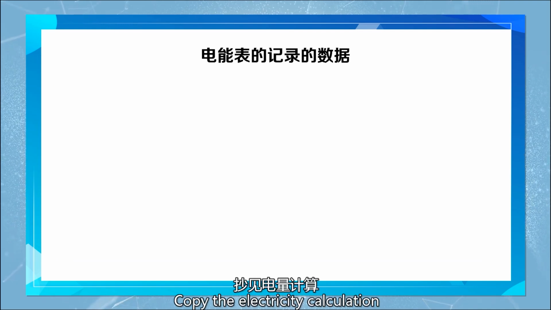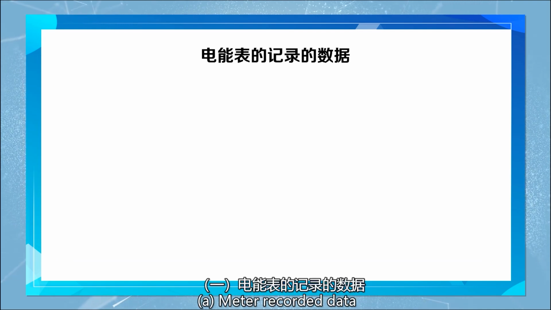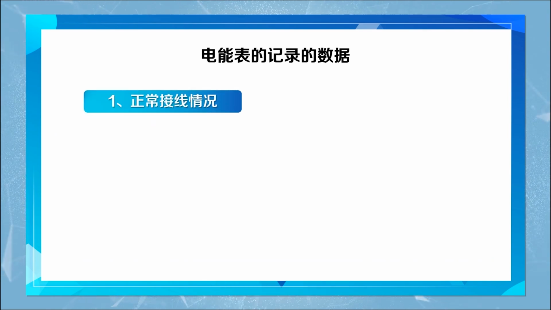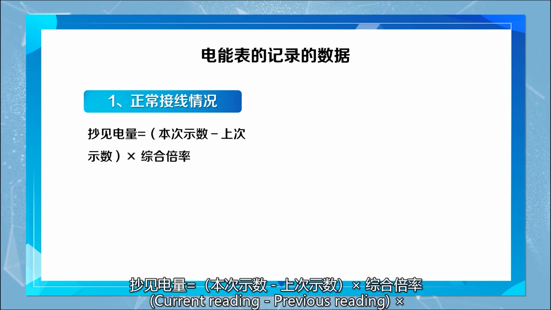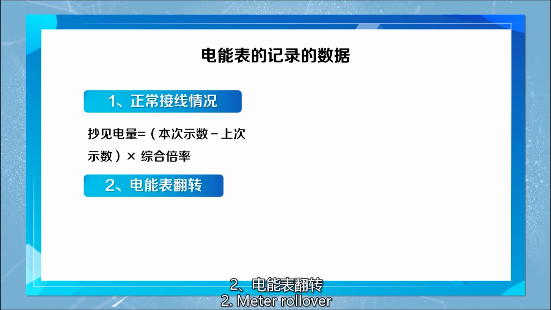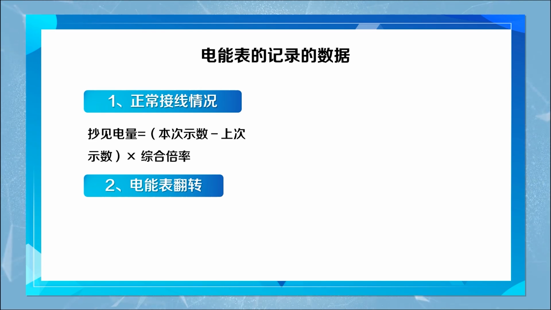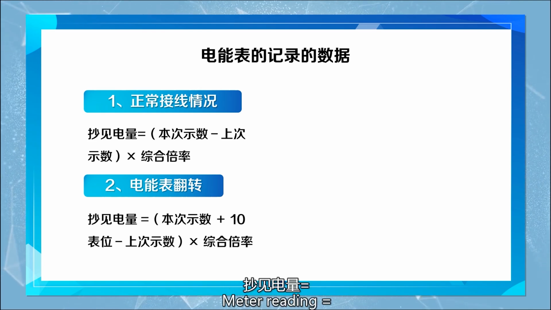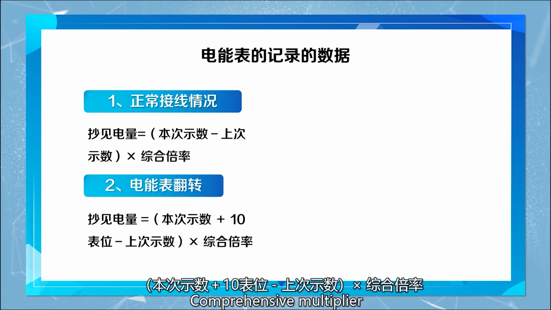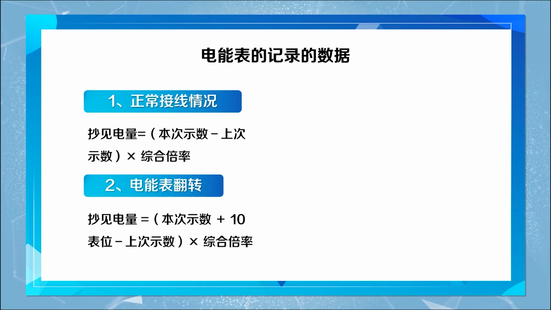Copy the electricity calculation. A. Meter recorded data. First, normal wiring. Meter reading equals current reading minus previous reading, or times comprehensive multiplier. Second, meter rollover. Meter reading equals current reading plus 10 positions minus previous reading, or times comprehensive multiplier.